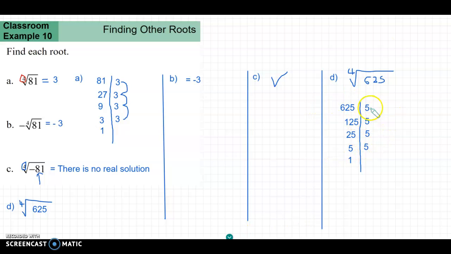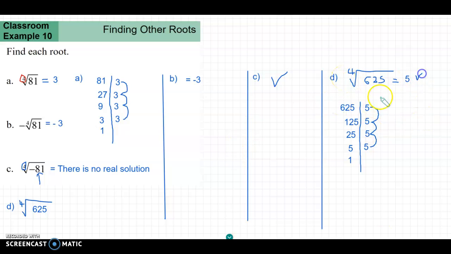And how many times do we have 5 here? We have 1, 2, 3, and 4. So if you multiply 5 four times, you will get 625. So finally, the fourth root of 625 will be 5, okay? Because if you multiply 5 times 5 times 5 times 5, that will be 625, all right? Remember, if we had, for example, a negative sign here, the result would also be negative, okay? That would be the case in which the answer is negative 2, all right?